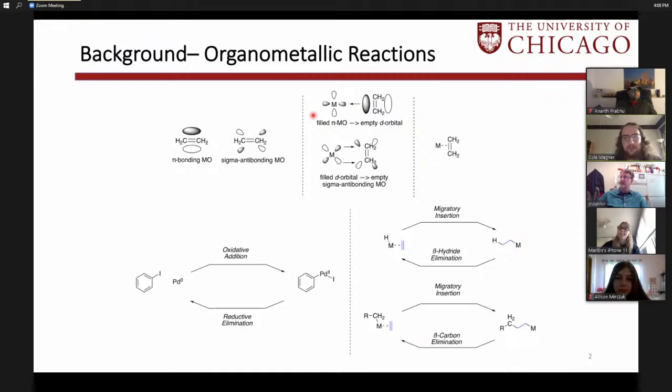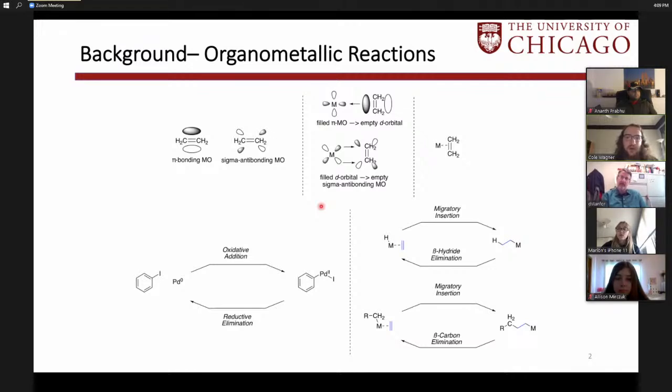You can have interactions from the metal to a single atom, or to a molecular orbital between two atoms, like in an alkene. So you can have the alkene donating electrons from a filled pi orbital in the alkene to an empty metal d orbital, and conversely, you can have filled metal d orbitals donating to empty antibonding orbitals in alkenes. This allows for some different modes of bonding and reactivity.